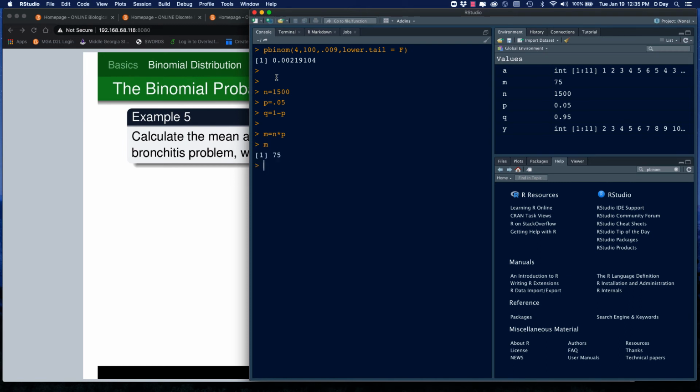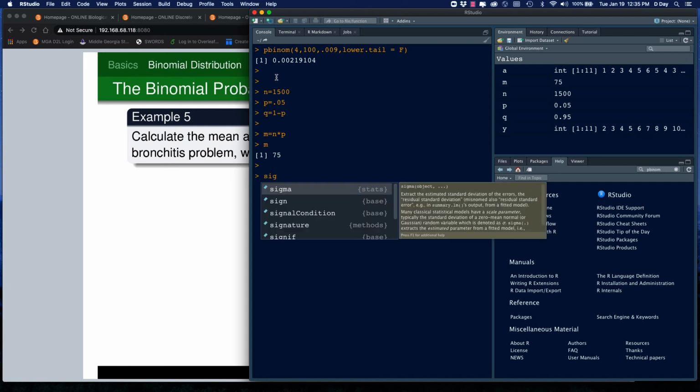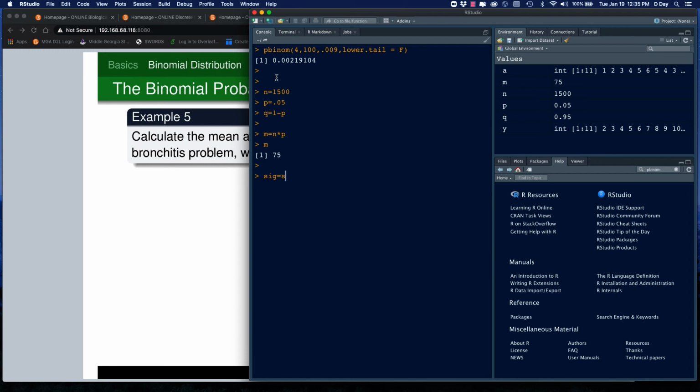We get the mean out. We get 75 for the mean. The standard deviation, which I will call sigma, because that's the symbol for it, is going to be equal to the square root of N times P times Q. Or you can actually enter those values in, but you've got to take the square root of it for the standard deviation. And when I do that, I get that sigma should probably be like 8 point something.